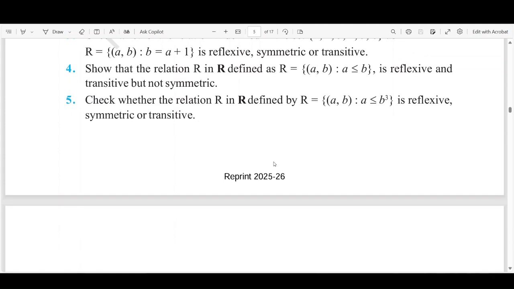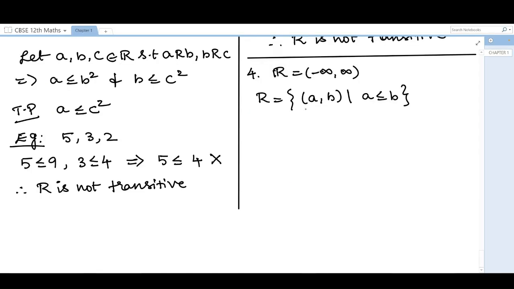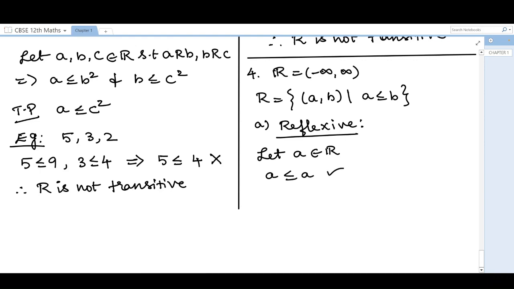Problem number 4. Show that the relation R in the set of real numbers defined as R equal to the set of all ordered pairs (A, B) such that A less than or equal to B is reflexive and transitive but not symmetric. So, let us first verify the reflexive property. If you take a real number, we have to check whether A is less than or equal to A. A less than or equal to A is true for all real numbers. Therefore, R is reflexive.